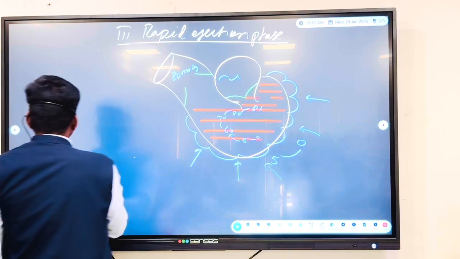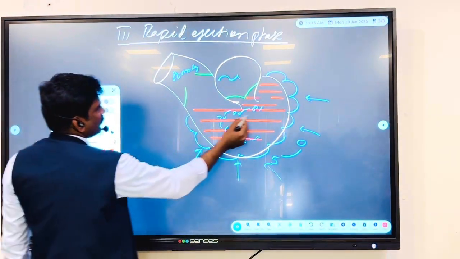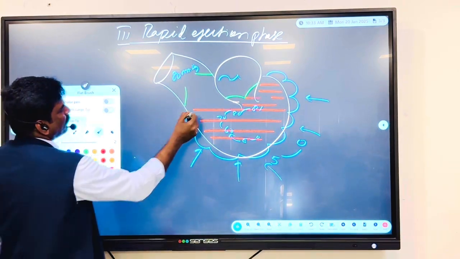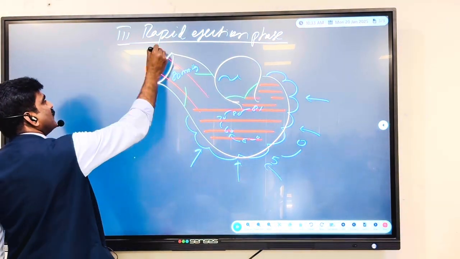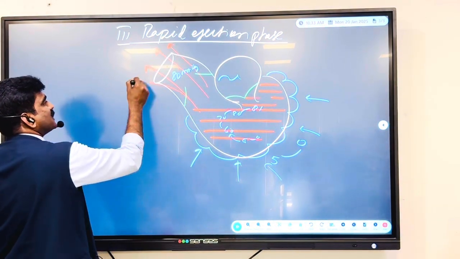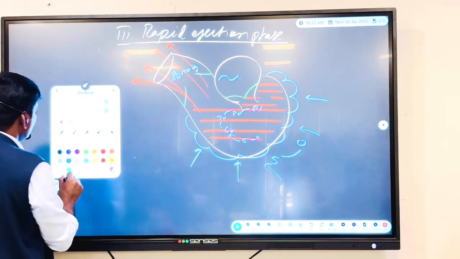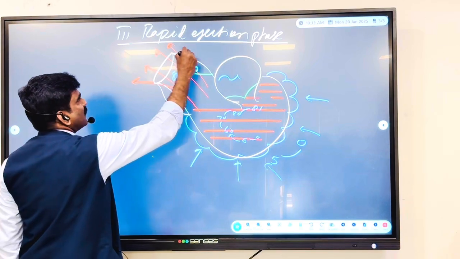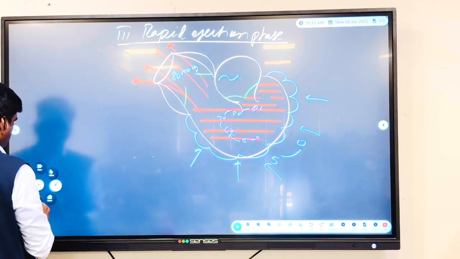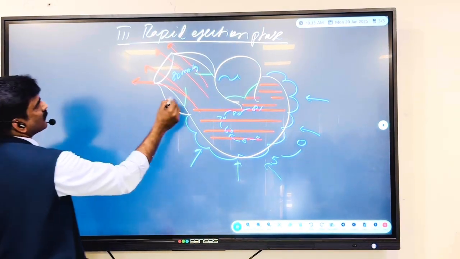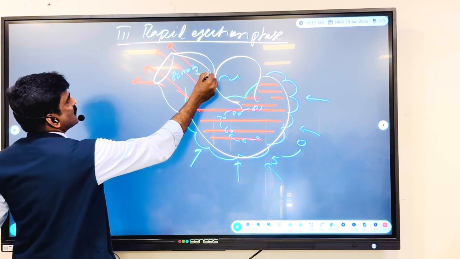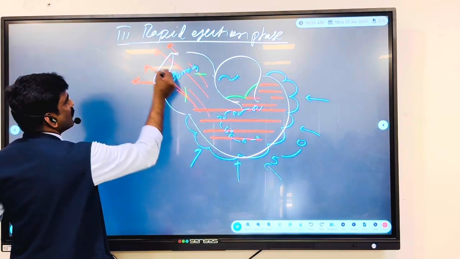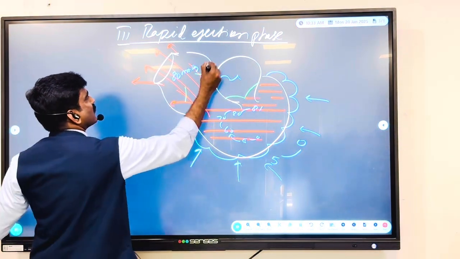So when the pressure has reached 81, suddenly the valve is open. And what happens when the valve is open? The blood is forcefully ejected. And what will happen if the blood is forcefully ejected? The aorta will stretch out, right? Why is it stretching? Because it is ejecting the blood forcefully.